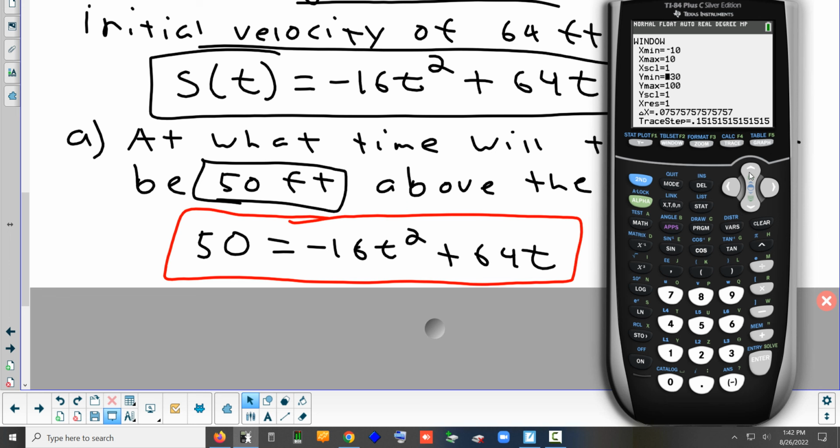What's the lowest that this object can go? 0. It's not going to go below ground. What's the smallest amount of time that can go by before we launch the rocket? 0. You can't have negative 10 seconds. And then the x max would have to do with how long it's in the air for. That I don't know, so I'm just going to leave it at 10 and see what happens. I'm going to hit graph. There's my line that represents 50. There's the height. So we can see that it definitely goes above 50, a little bit.